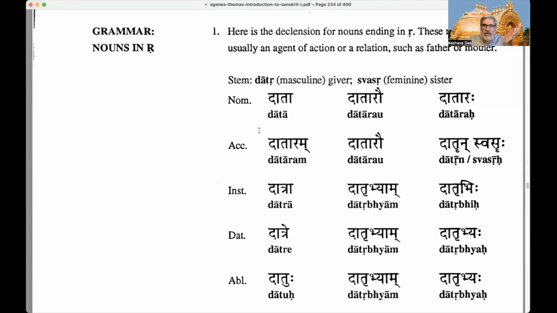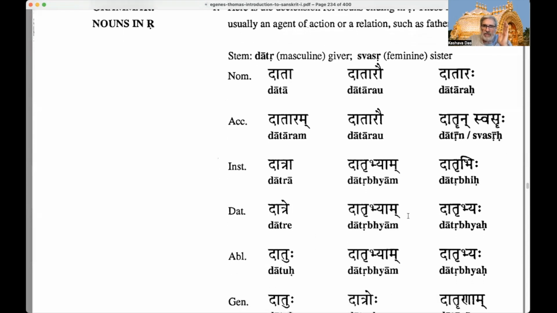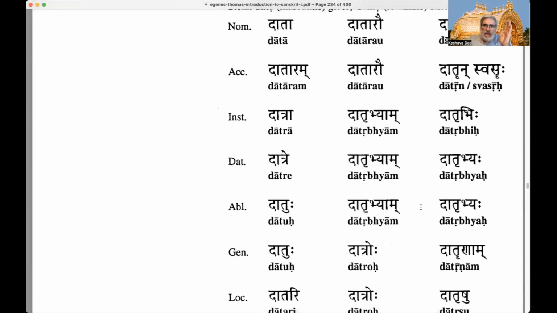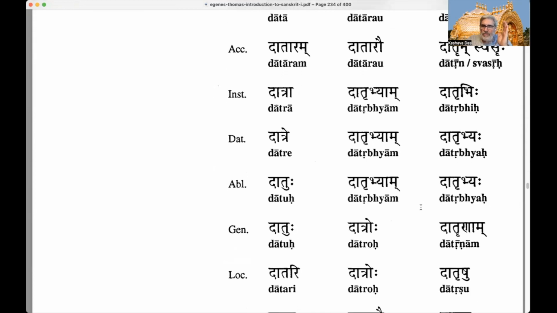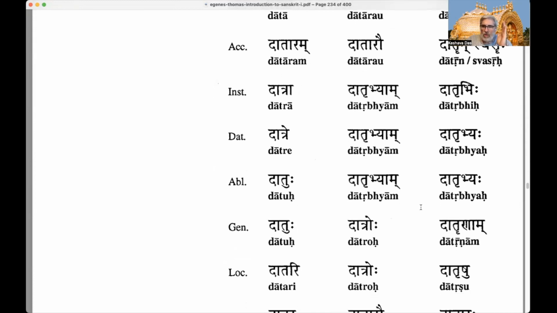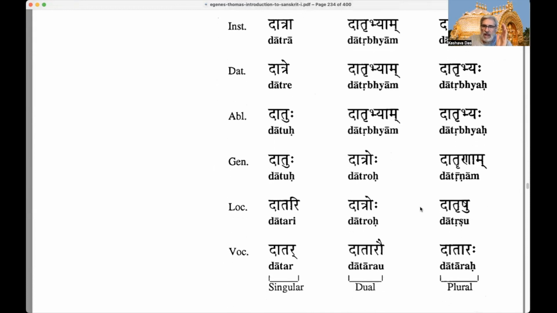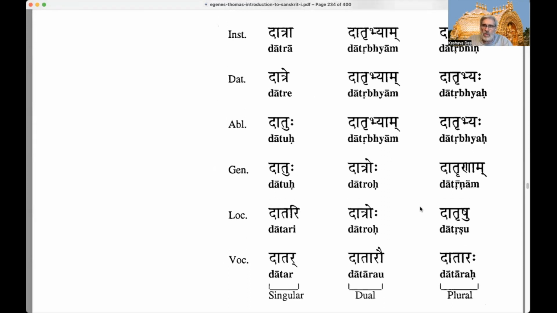So we go through it. So nominative data, datarau, dataraha, dataram, datarau, datrin, datra, datribhyam, datribhih, datre, datribhyam, datribhyaha, datuh, datribhyam, datribhyaha, datuhu, datroho, datrinam, datari, datroho, datrishu, data, datarau, dataraha. Okay, so that's datri.